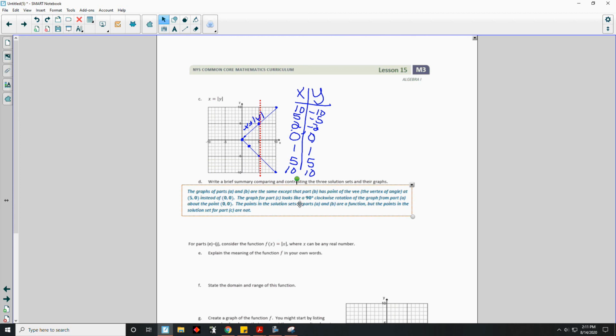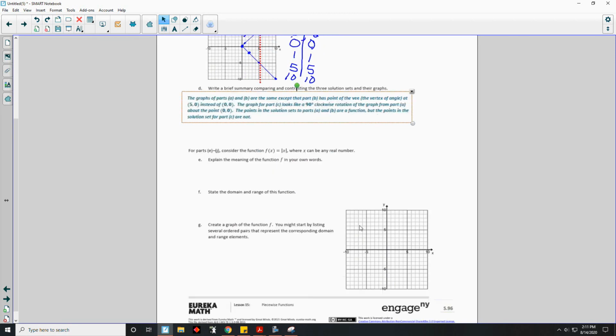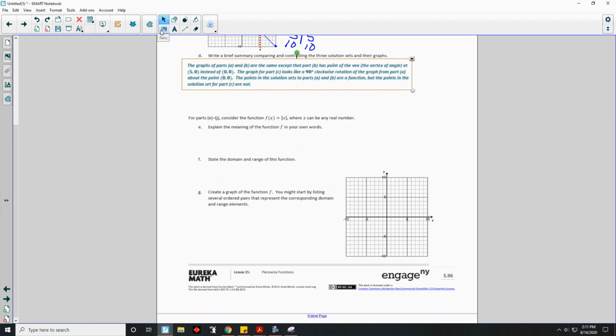The graph of part C looks like a 90-degree clockwise rotation of the graph from part A about the point, the origin. The points in the solution set to parts A and B are a function, but the points in the solution set for part C are not a function, as I stated already. Okay, for part E through J, consider the function f of x equals the absolute value of x, where x can be any real number. Explain the meaning of the function f in your own words. So try this, pause the video, and then come back and check.